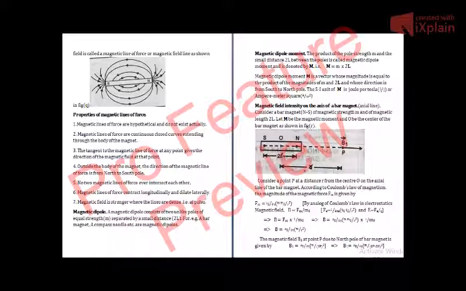So there are some properties of magnetic lines of force, and the first property is that magnetic lines of force are hypothetical and do not exist actually. That is, they are hypothetical in nature.